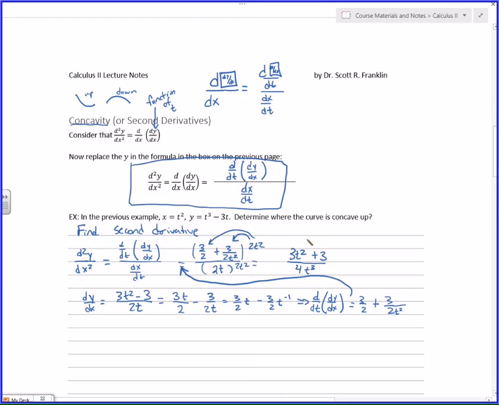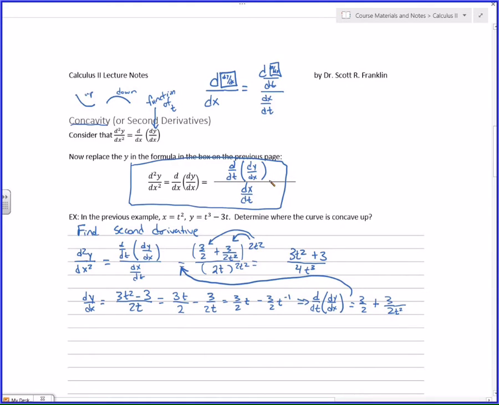So question, what values of t make this positive? So 0 for sure. Actually, 0 is a problem, not even 0. I can't plug in 0. When is a fraction positive? When its numerator and denominator are both positive or both negative.